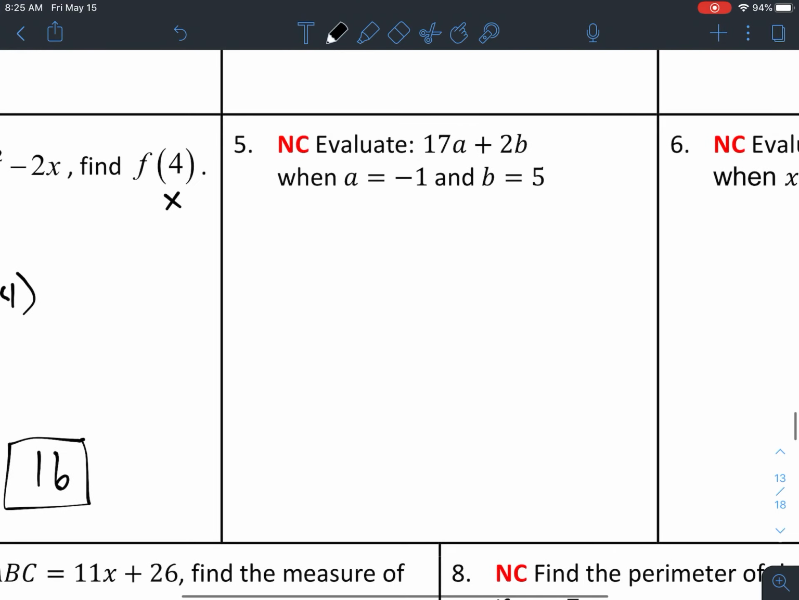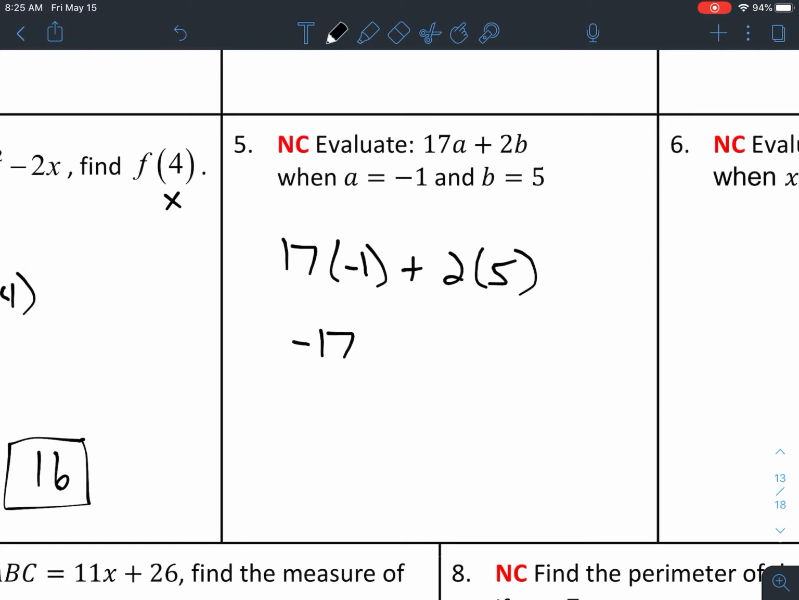Number 5 here says evaluate, and it gives you a is equal to negative 1 and b is equal to 5. So you just substitute these in. 17 times negative 1 plus 2 times 5. Okay, 17 times negative 1 gives you negative 17. Plus 2 times 5 is 10. We add these together. It gives us an answer of negative 7.